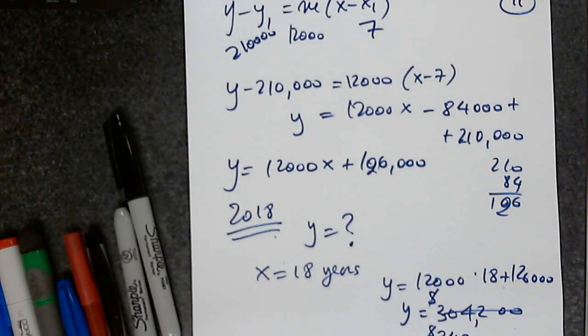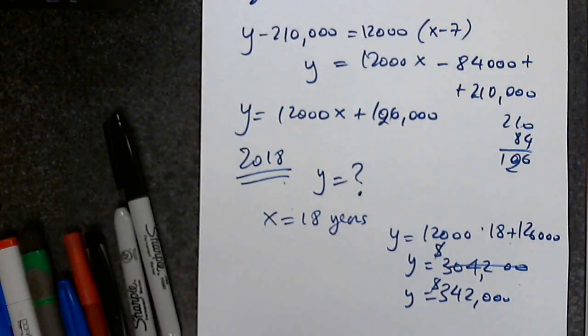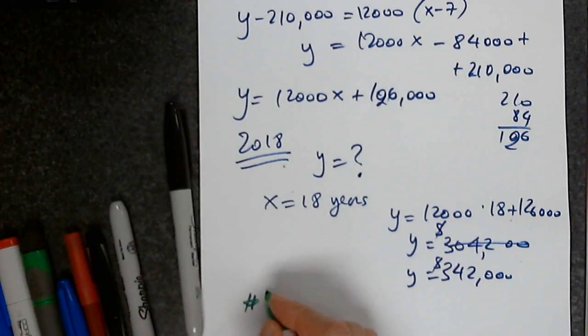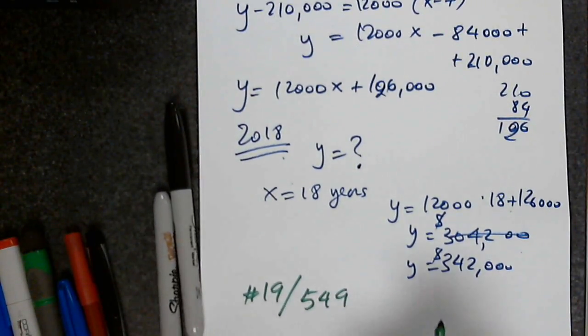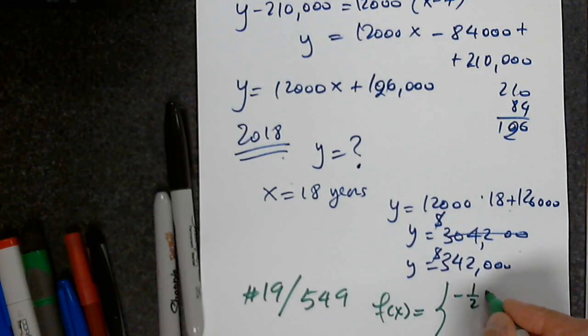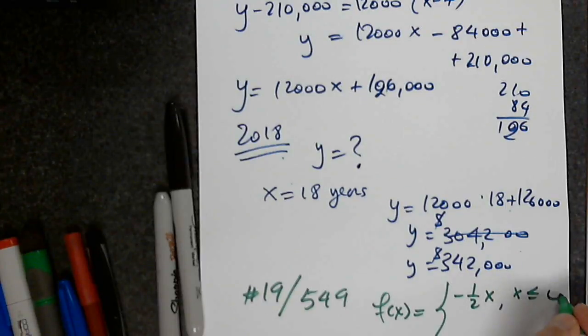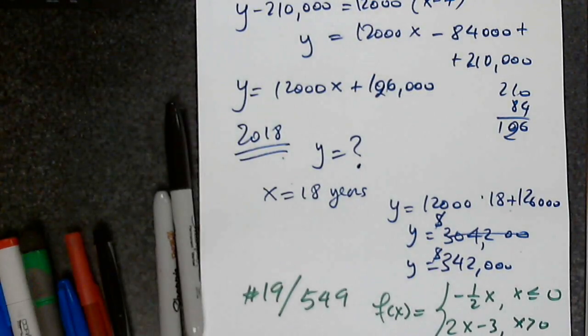Let's look at the piecewise defined function then. Ready? I know I have 10 more minutes, but I would like to look at a piecewise defined function. So this is 19 on page 549. f of x is negative 1/2 x for x less than or equal to 0, or 2x. I think we did this problem. I think I probably chose it last time. If we did, then I'll choose another.